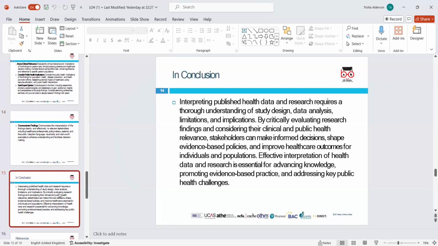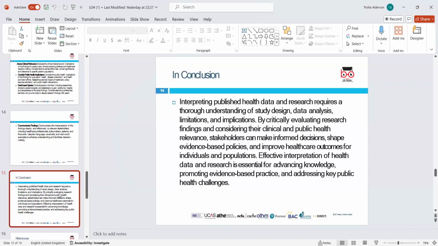In conclusion to this section, interpreting published health data and research requires a thorough understanding of study design, data analysis, limitations and implications. By critically evaluating research findings and considering their clinical and public health relevance, all the stakeholders can make informed decisions, and these will shape evidence-based policies, improve healthcare outcomes for people and all the populations. So they improve healthcare outcomes for everybody.